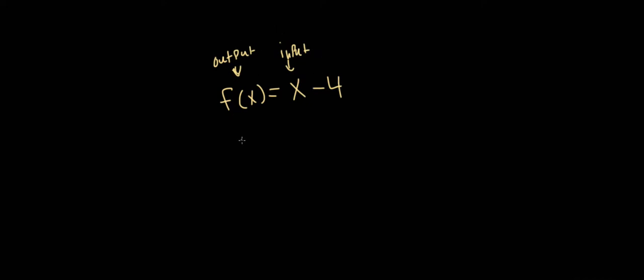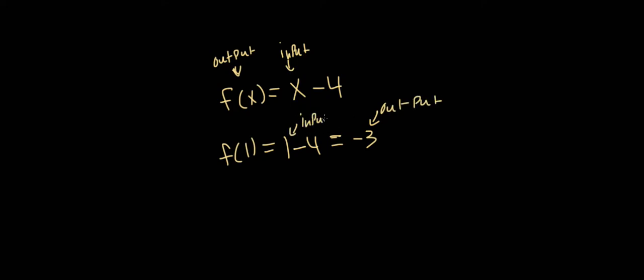Now let's get a little bit less abstract with that. Let's say we have f of, we're going to keep it lowercase f, f of 1. So 1 is our input. So we go 1 minus 4, which equals negative 3. And negative 3 is our output. So output, input. And the relationship is described as subtracting 4 from the input.